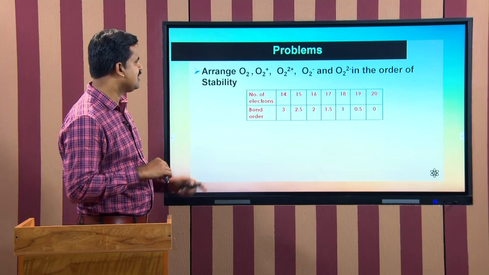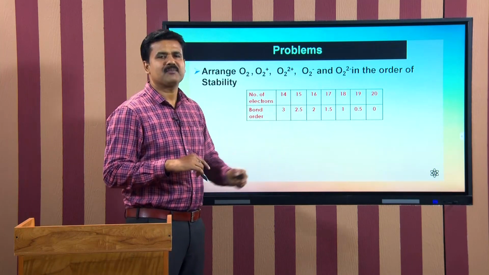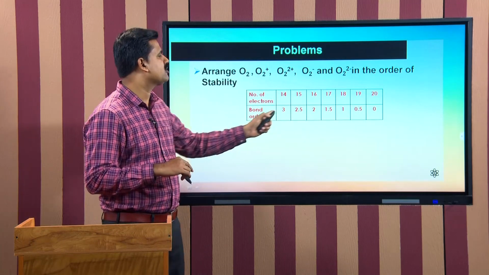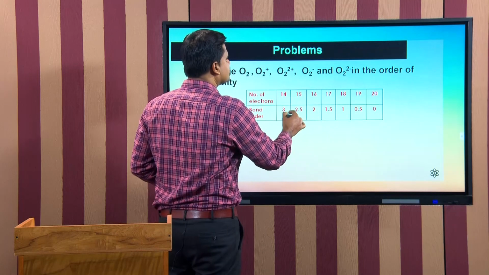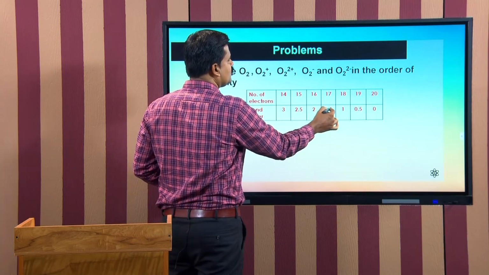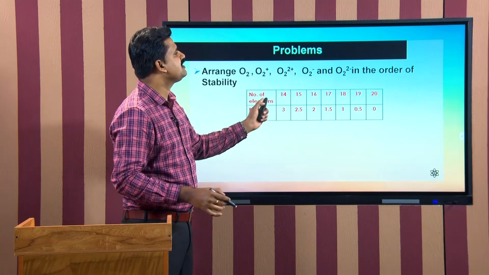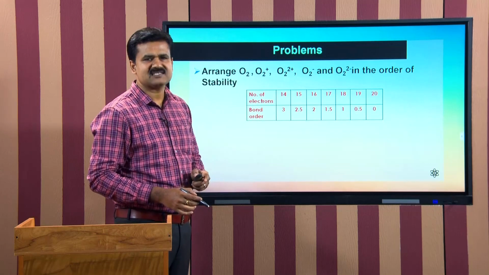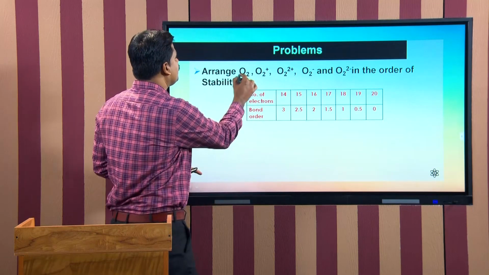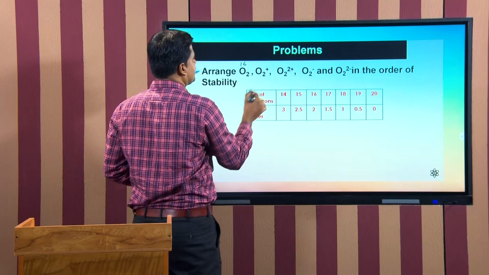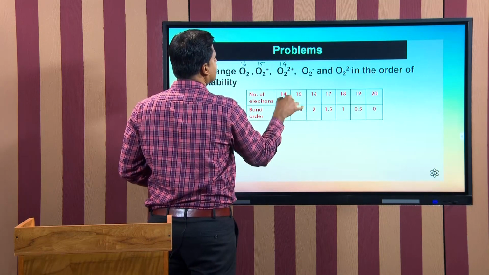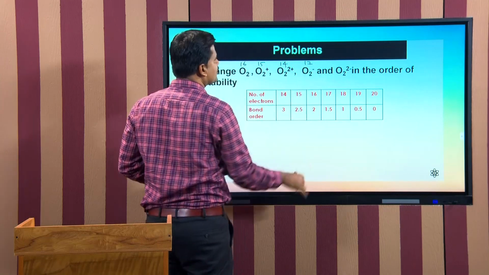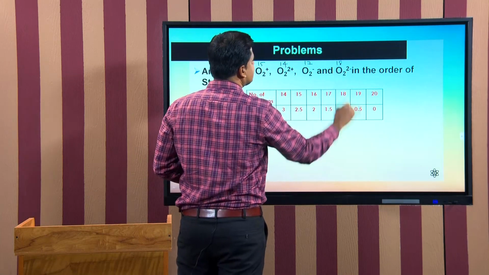And this is the chart. From 14 to 20 electrons are shown here, and the bond order values are also here. As the number of electrons increases, the bond order decreases from 3, 2.5, etc. Now we can fit these molecules in by looking at this chart in order of stability. For O2 there are 16 electrons. For O2 plus there are 15 electrons. For O2 2 plus there are only 14. For O2 minus there are 17 electrons, and for O2 2 minus there are 18 electrons.